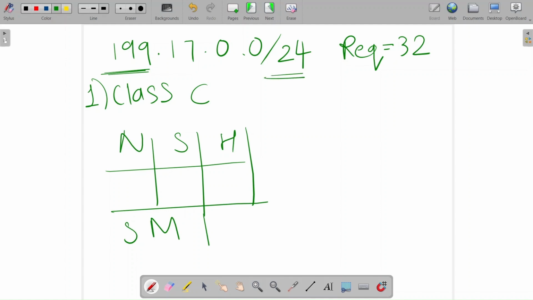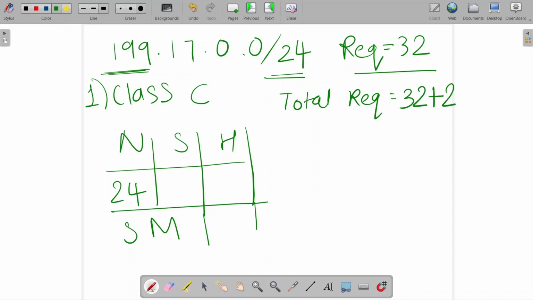So we've already been given this, right? 24. So we'll just write that down. See, a quarter of our table is done. Then here an important step. The required hosts is 32, right? But the total required, which we'll actually be dealing with, is not 32 but 32 plus 2, which is 34. This is what we're going to be dealing with.